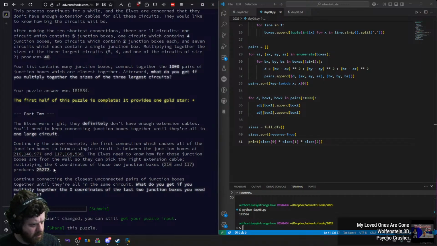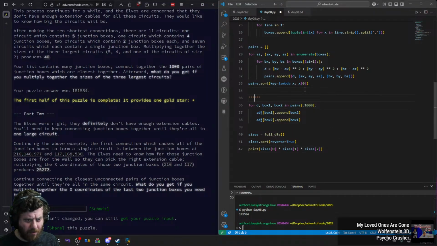Continue. What do you get if you multiply together the x coordinates of the last two junction boxes you need to connect? Wait, the second part's easy. What? That's way easier than the first part. What?